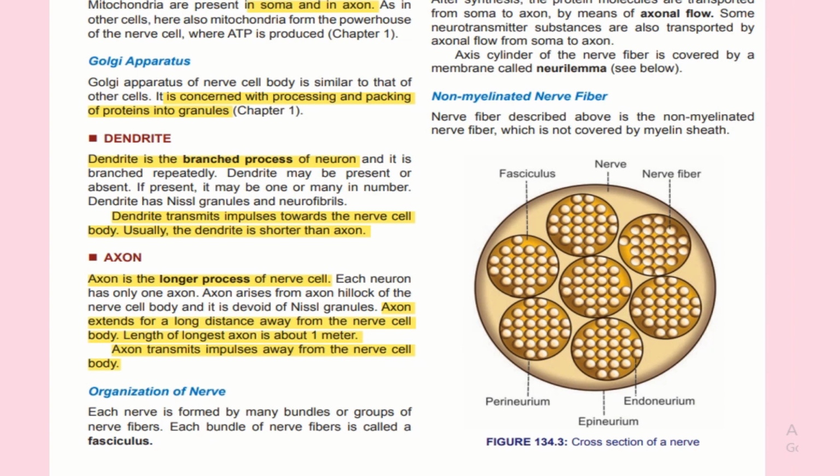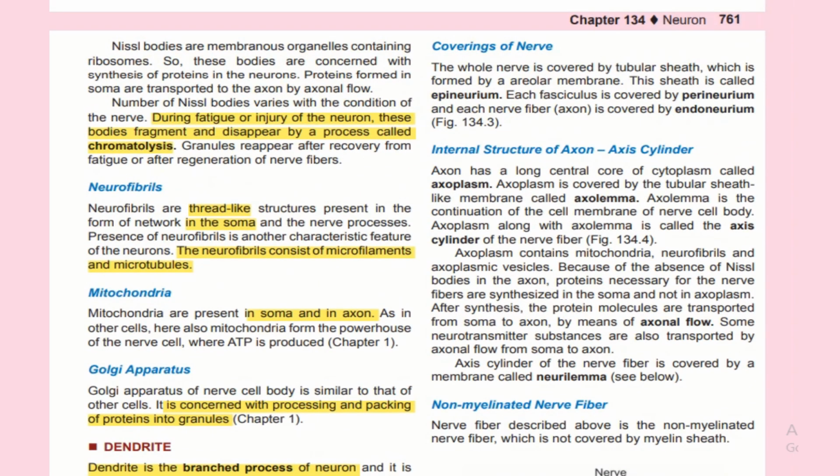Moving on to the organization of nerves. Each nerve is formed by a bundle of bundles, or groups, of nerve fibers. Each bundle of nerve fibers is called a fasciculus. Covering of the nerve: the whole nerve is covered by a tubular sheet which is formed by areolar membrane. This sheet is called epineurium. Each fasciculus is covered by perineurium and each nerve fiber or axon is covered by endoneurium. So endoneurium and perineurium are enclosed by your epineurium.